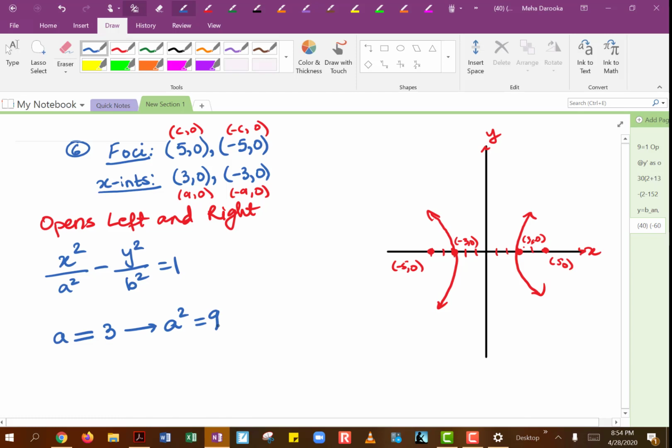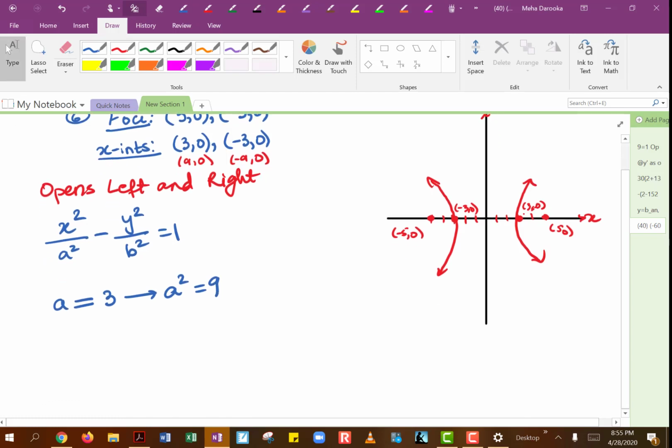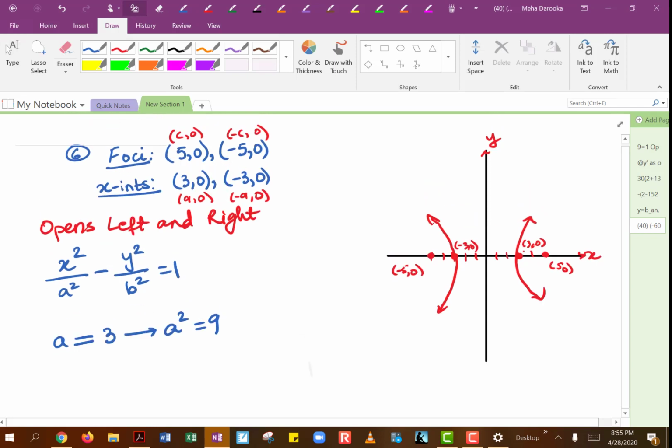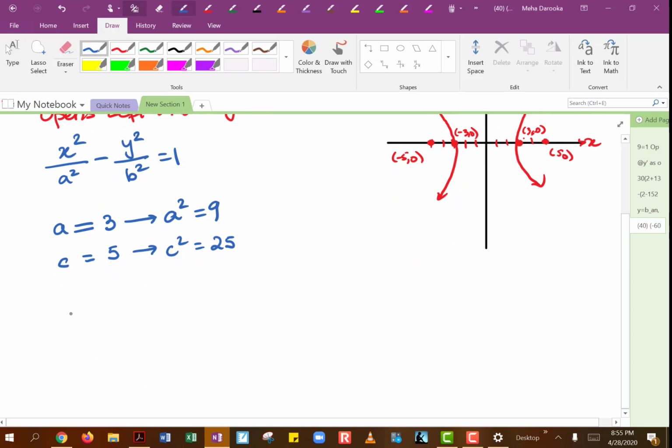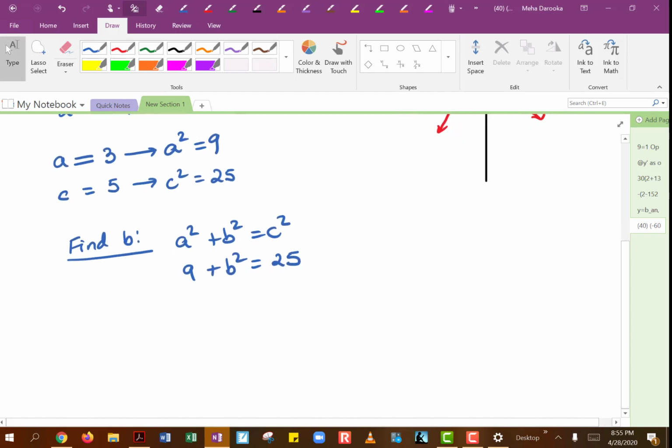Now to find b squared, we are going to have to use the relationship between a, b, and c. We know c is equal to 5, which means c squared is equal to 25. So we need to find b, and we're going to use the relationship a squared plus b squared equals c squared. A squared is 9, c squared is 25, and we're trying to find b squared. So start by subtracting 9, and you end up getting b squared equals 25 minus 9, which is 16.